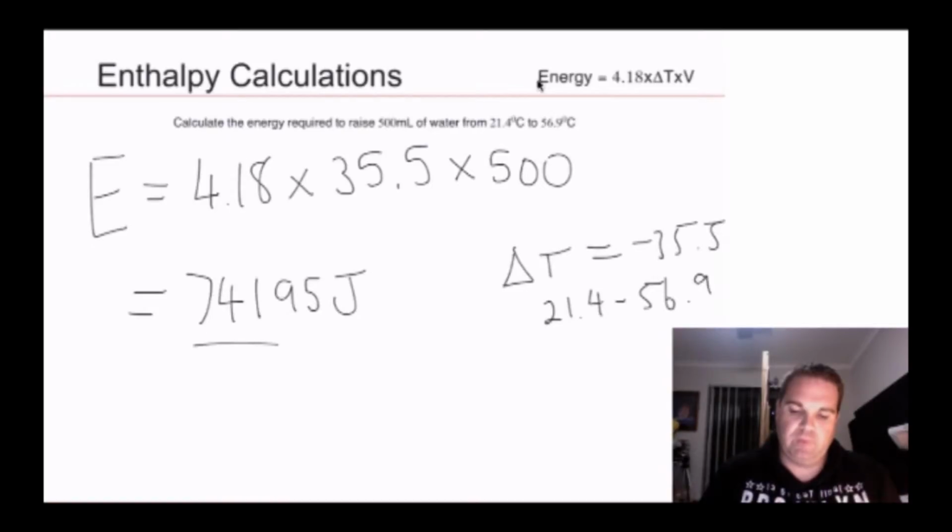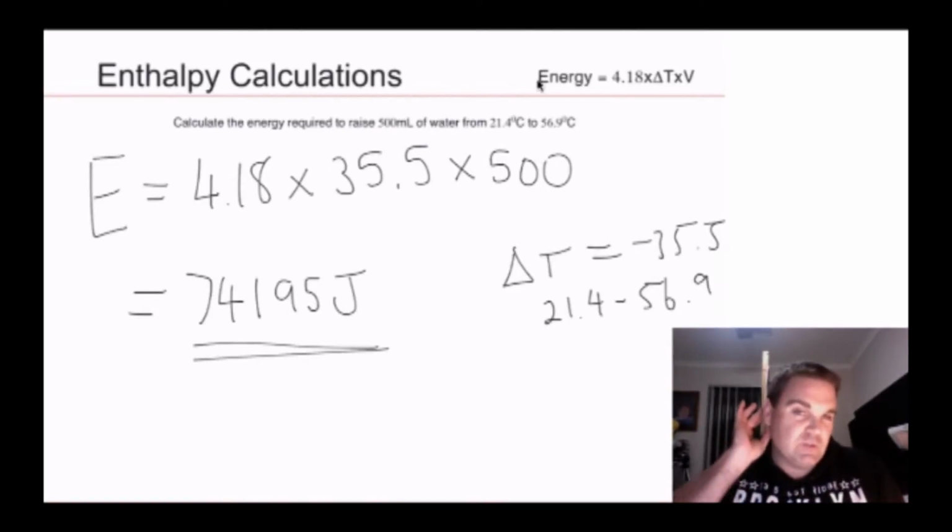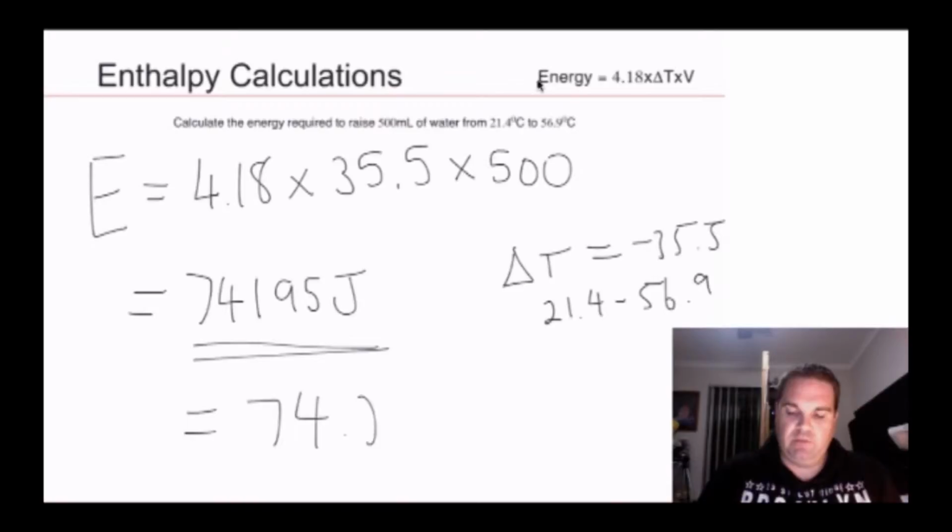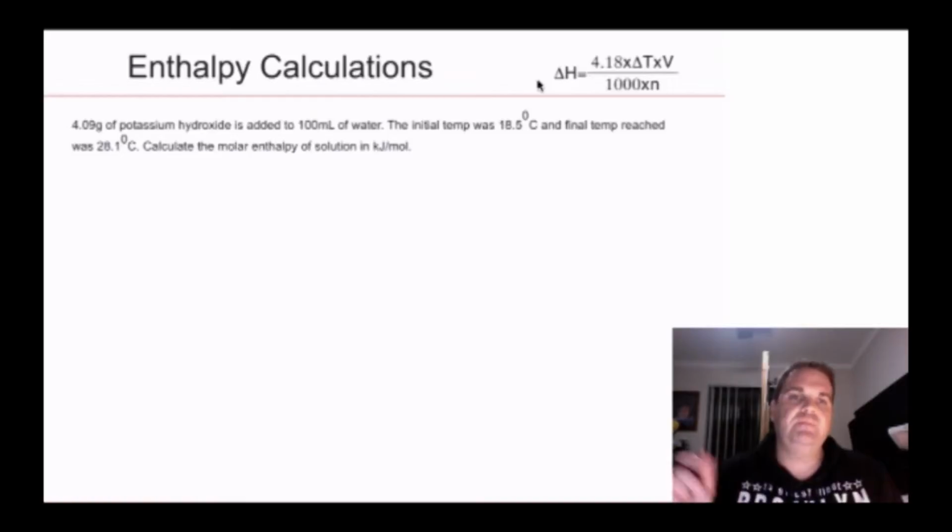When you put that all in, you get a value of 74,195 joules. So it's really easy to just do these calculations. The hardest part is making sure you've got your volume right. Volume must be in milliliters. And you just work out your delta T. But because we're just talking about the energy, you can't have negative energy in a sense. That only comes in when we're actually calculating the enthalpy. So in this case, we're just doing energy, so it's just 74,195 joules. If you're asked to convert it into kilojoules, divide by 1,000, and you would get 74.2 kilojoules of energy.